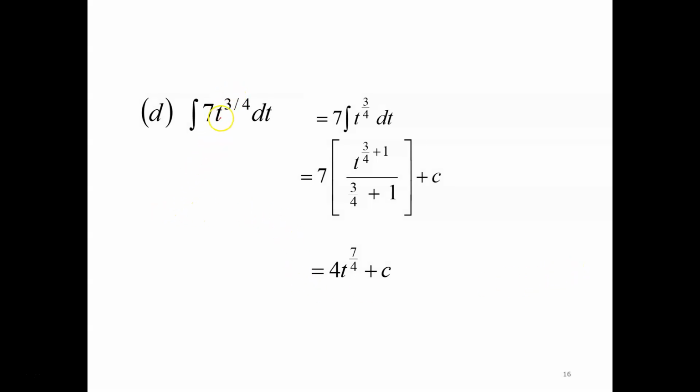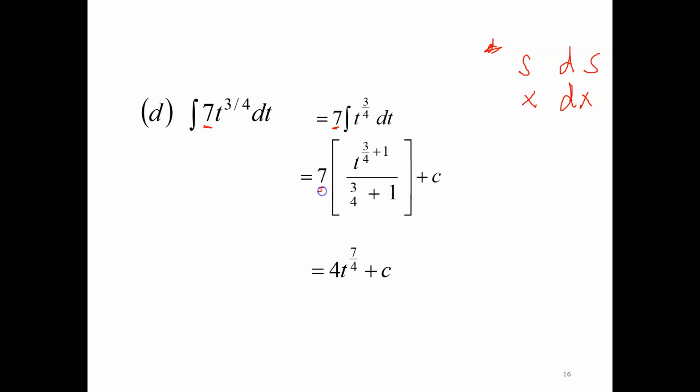integrate 7t to the power of 3 over 4 dt. Okay, so 7 is your constant, so you're going to place it at the front, 7, and then you have to integrate the remaining one, which is t to the power of 3 over 4 dt. Why is it dt? Because in here you have t, so of course you have dt. Let's say when you have s, so that will become ds. When you have x, so it will become dx. Okay, like that.